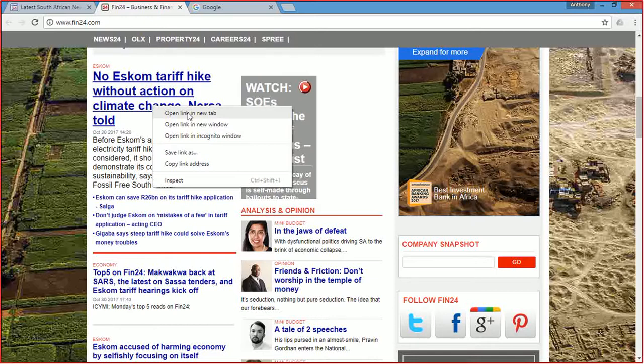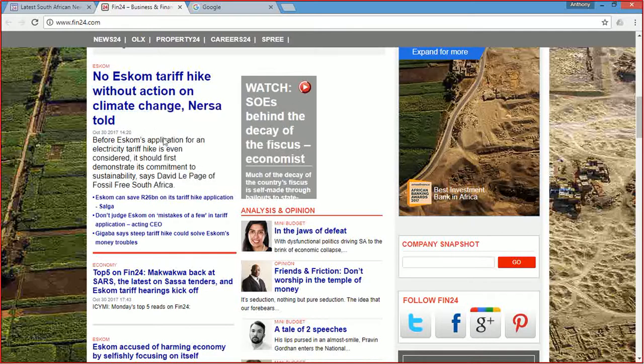No Eskom tariff hike without action on climate change. Okay, this is what NERSA. Okay, obviously NERSA is the National Energy Regulator of South Africa. Right, so Eskom is wanting to implement another tariff hike. Okay, meaning they want to increase the price of electricity in this company for like the 20th time. Okay, I'm just being sarcastic.